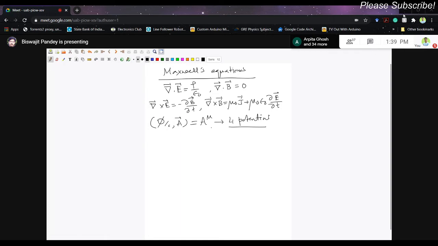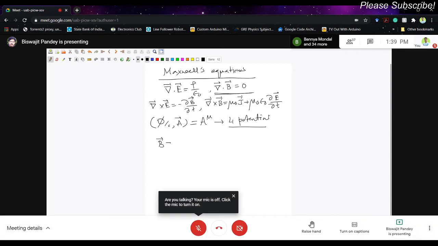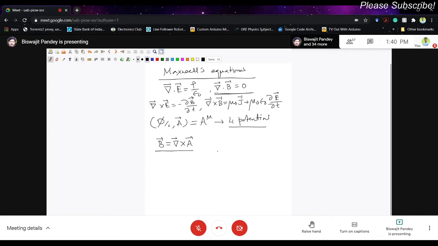Because you know that B is divergenceless. So this always holds: divergence of B is 0. That means we can always write B equal to curl of A, without thinking anything else, where of course A is some vector field which we call the vector potential. B equals curl of A, that is because B is divergenceless. A is called the vector potential, and A_x, A_y, A_z are the components of the vector potential.